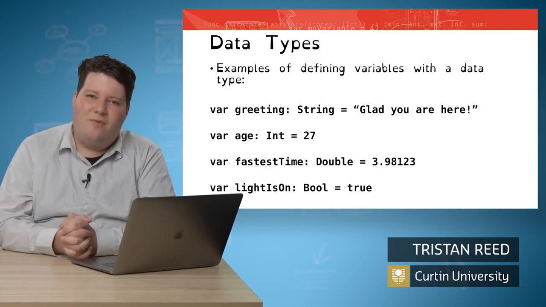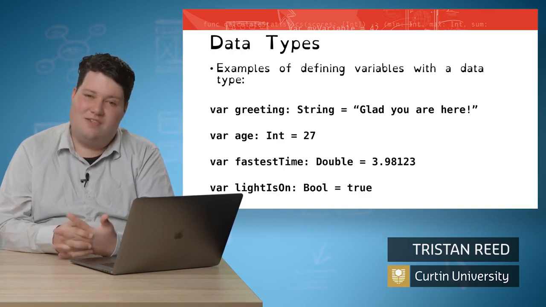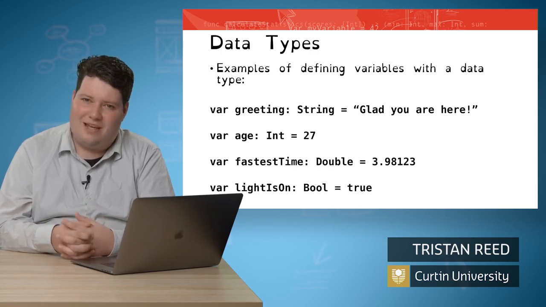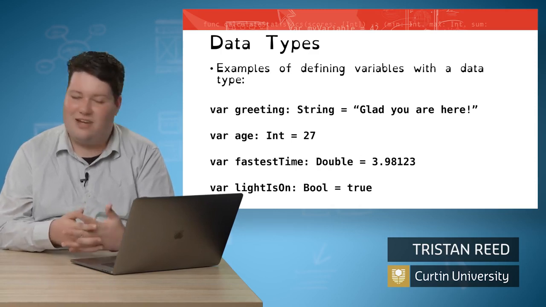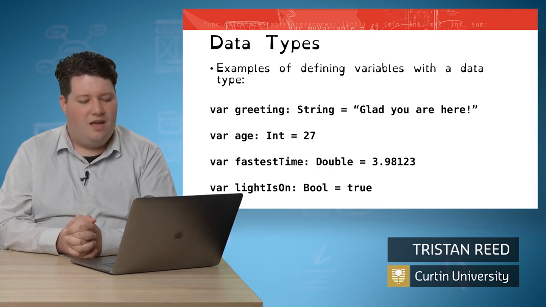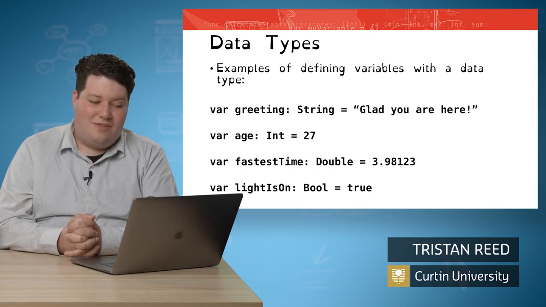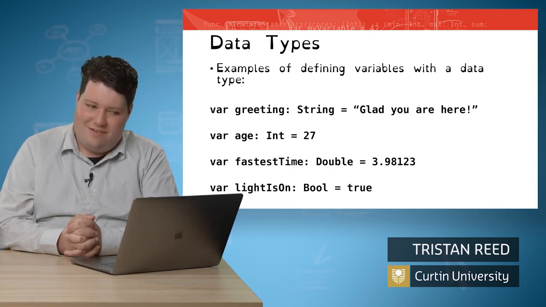So here are a few more examples of using data types. So we've got a greeting here, which we've set as a string, so we're going to expect that to be some text. And as we can see here, glad you are here is what we're going to store in our variable called greeting. In the age, which is getting closer, we're storing an integer for 27.